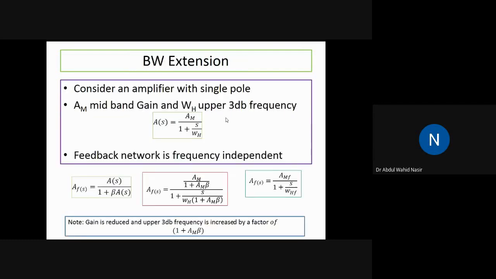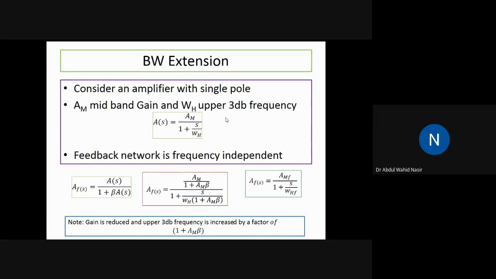Bandwidth extension. Also, consider an amplifier. How can we conclude that if you use negative feedback, there will be extension of bandwidth? Just take a simple example. Consider an amplifier with a single pole. Consider Am to be the mid-band gain with ωH as the upper 3 dB frequency. Then for that, A(s) can be written as Am by 1 plus s by ωH.